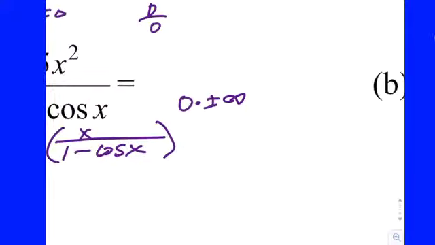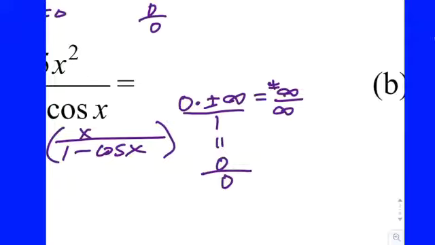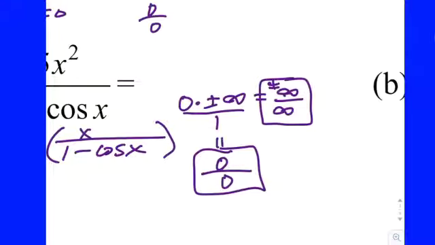Well, let me show you something. How are 0 and infinity related? They're reciprocal. So if I put this over 1, if I bring 0 to the bottom, I get plus or minus infinity, because the reciprocal of 0 is infinity. Or if I leave the 0 in the top and I bring the infinity to the bottom, the reciprocal of infinity is 0. So really, 0 times infinity is just another version of 0 over 0 or infinity over infinity, which is what?